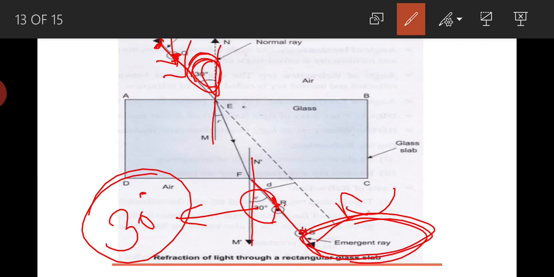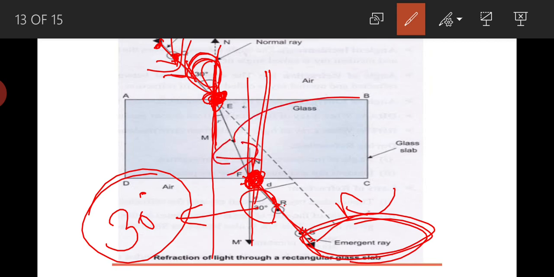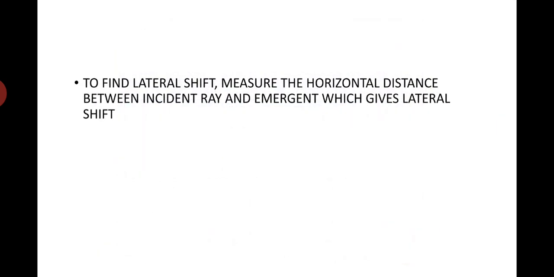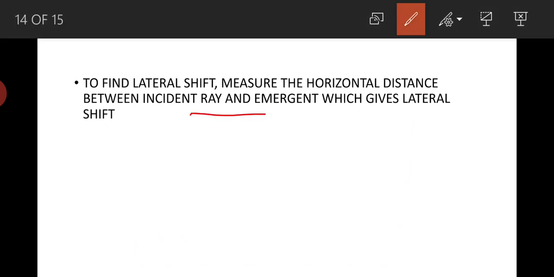Here you can see the incident ray is going inside the slab at this point, whereas the emergent ray is coming out of the slab at this point. So there is some horizontal distance between this point and this point. This horizontal distance between these 2 points is nothing but the lateral shift. To find the lateral shift, measure the horizontal distance between the incident ray and emergent ray, which gives the lateral shift.